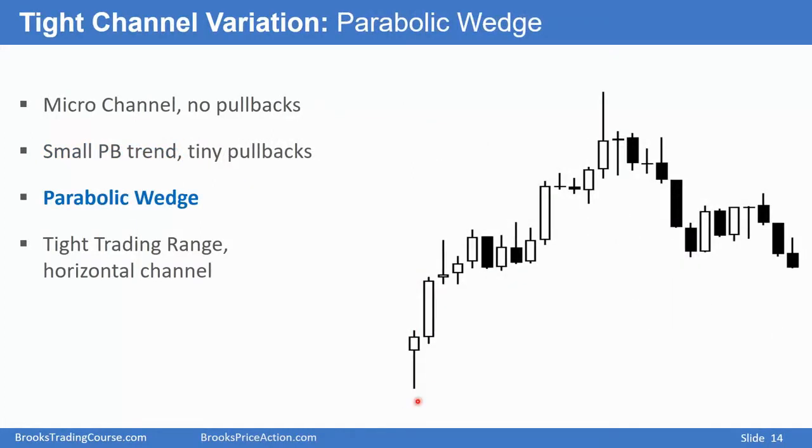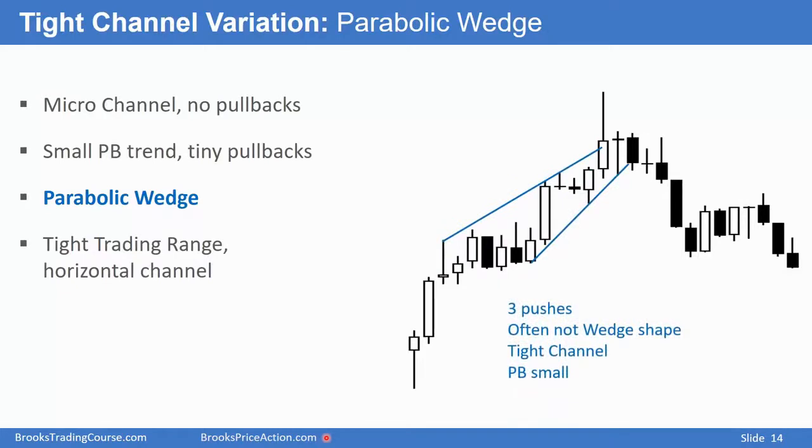A parabolic wedge is also a type of tight channel. We have 3 pushes up, 1 or 1, and then 2 or 2, and then 3. The wedge often does not look like a wedge shape. If I connected this high to that high, it would not look like a wedge at all. I think the way the market looks at this is 1, 2, and then 3, a failed breakout above the top of the wedge. A parabolic wedge top like this usually is climactic. Usually the third push goes above the line connecting the first and second push. And you often get a failed breakout and then a reversal.